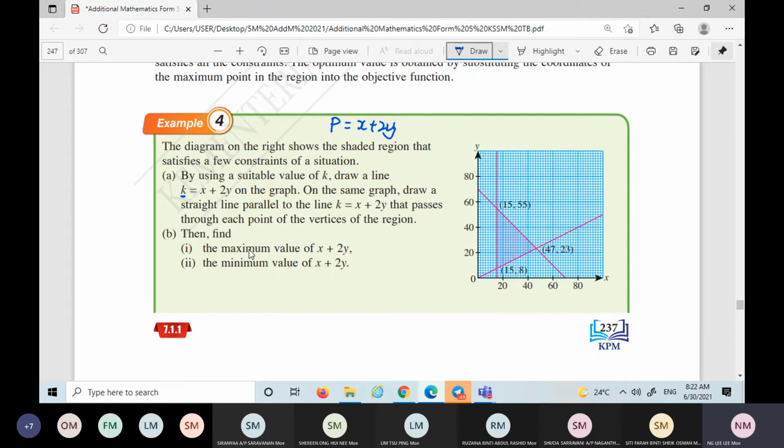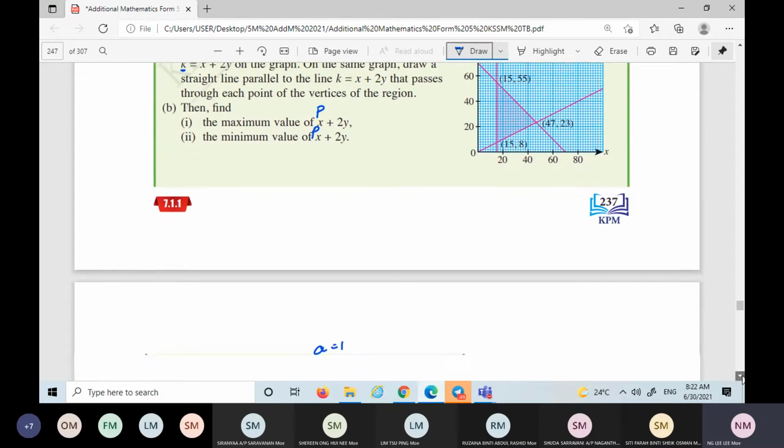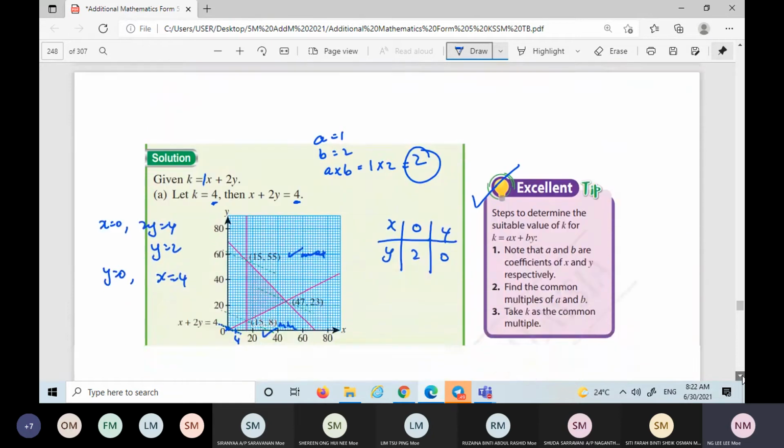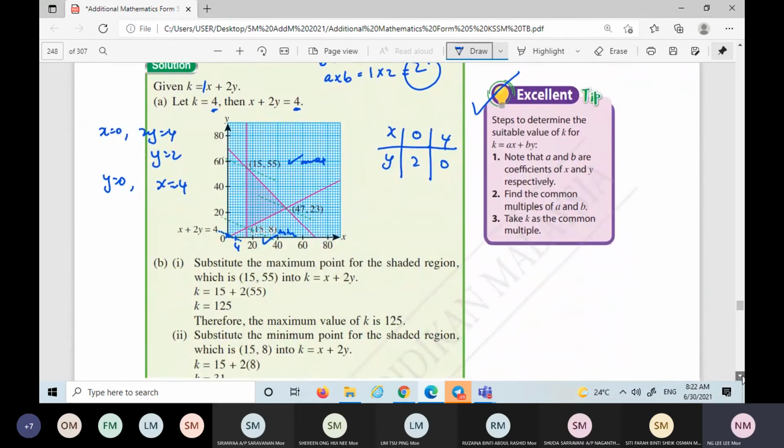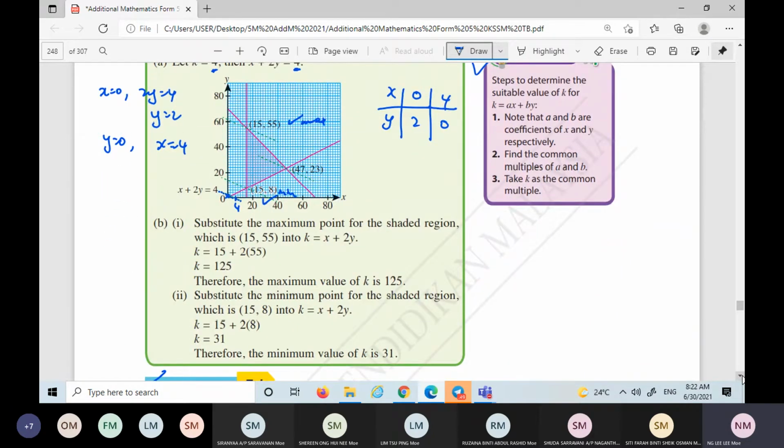So then find the maximum value of p. I will write this as p. Again, find the minimum value of p. I will write this as p. Then you will not get confused. Why suddenly p and then why suddenly k? K is a value. Very confusing. P is a function, so I put a capital letter.